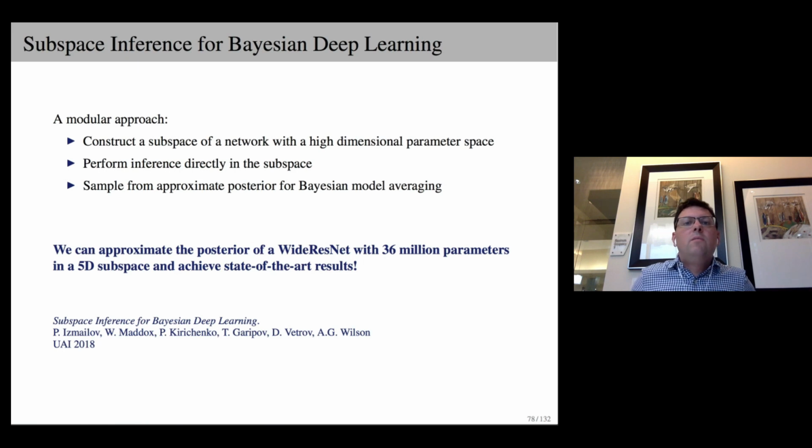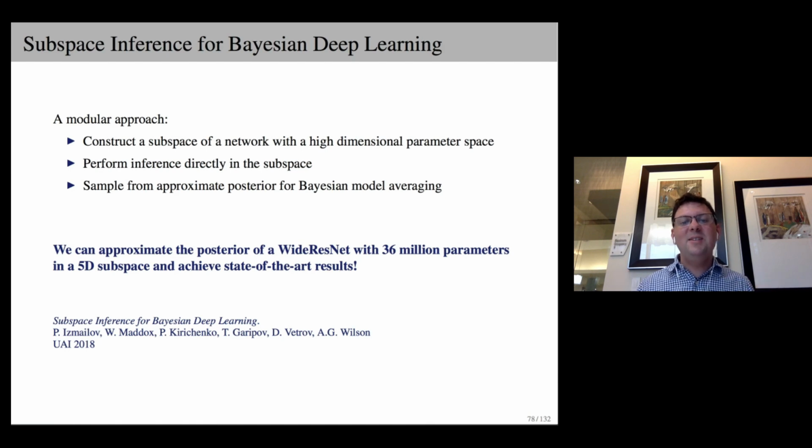Now, in order to motivate this SWAG procedure, we created a visualization of the subspace spanned by the principal components of the SGD iterates. And this led to the question of whether it might make sense just to try to do Bayesian marginalization in the very low dimensional subspace directly. So here we're saying, let's construct a subspace of a network that has a very high dimensional parameter space, perform inference in that subspace, and then sample from the approximate posterior, and then use those samples for Bayesian model averaging. And what we found is that we could approximate the posterior of a wide ResNet with 36 million parameters in a 5D subspace and achieve state-of-the-art results.